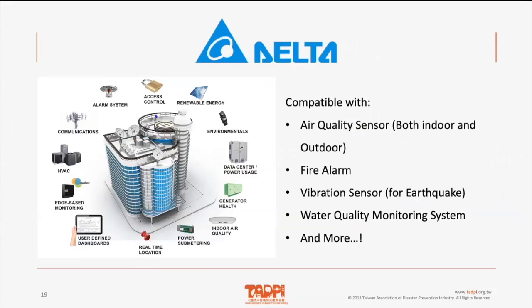The reason why I chose to introduce this solution is its compatibility. The smart building system is compatible with most of the IoT hardware equipment. As you can see here, it can install air quality sensors, fire alarms, vibration sensors, water quality monitoring systems, and many more. And all the hardware, after they are installed, can connect to the software system online, and it allows the keeper of the building to monitor both indoor and outdoor environment information in real time.